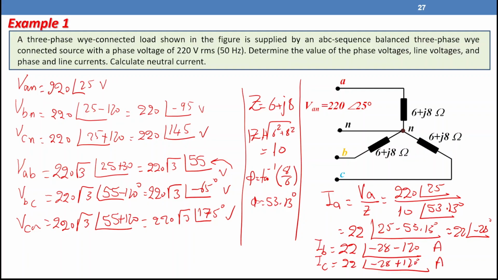So what about the neutral current? The neutral current is IA plus IB plus IC. I'll leave that one for you to calculate and to confirm that the answer is exactly 0.